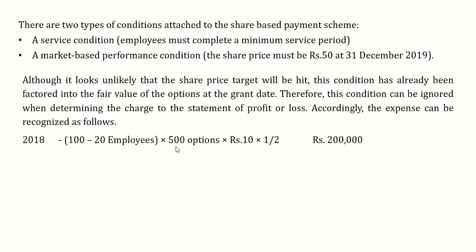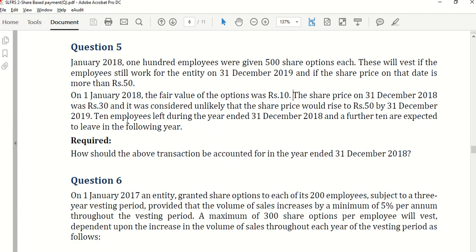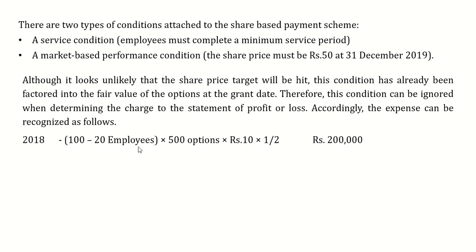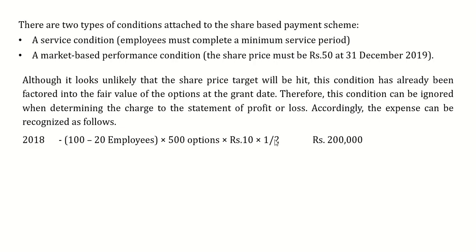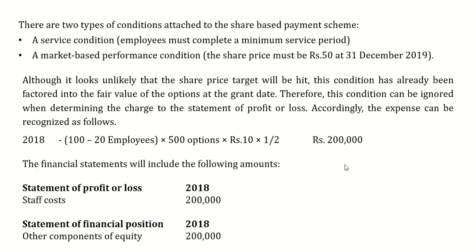100 employees multiply by 500 multiply by 10, but remember 10 employees left during the year ended 31st December 2018, and a further 10 are expected to leave. That means altogether 20 employees are going to be leaving, so you have to take 80 employees multiply by 500 options multiply by 10 years, and over the vesting period of 2 years you recognize 200,000. So in the financial statements, staff cost debit 200,000 and other component of equity credit 200,000.